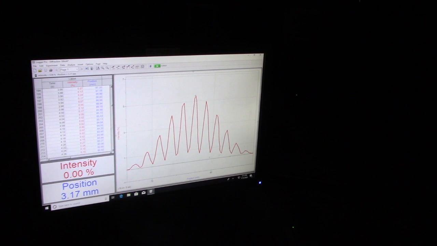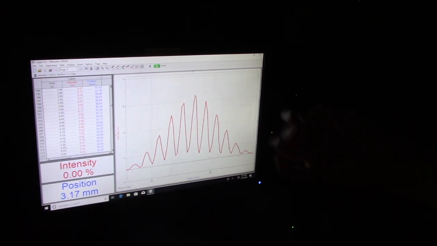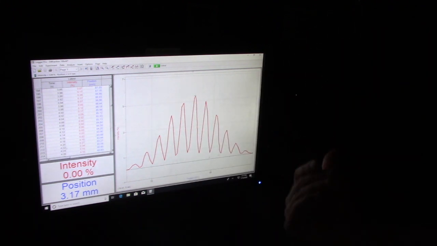So basically, we're going to sweep across the entire interference pattern so we can see how intensity changes with position within that interference pattern. Okay, now let's take a look at the data when we plot it all out.